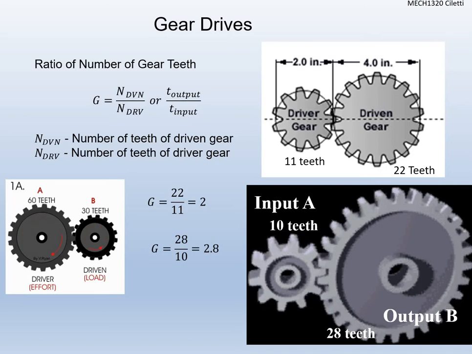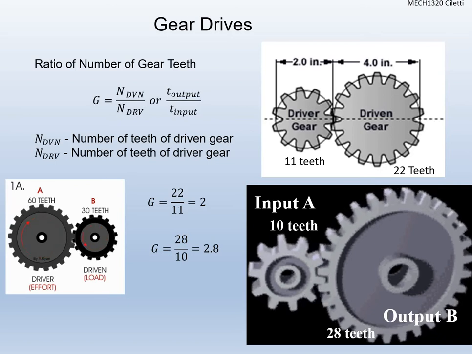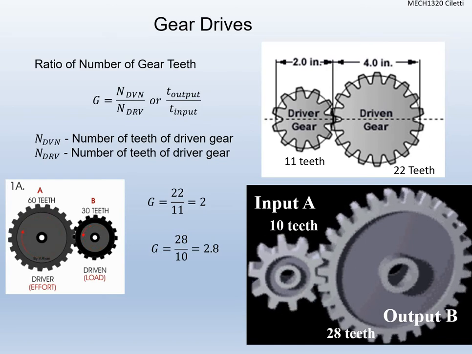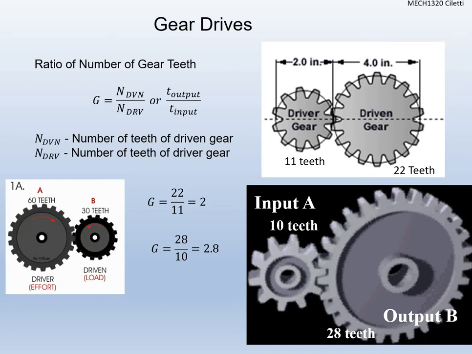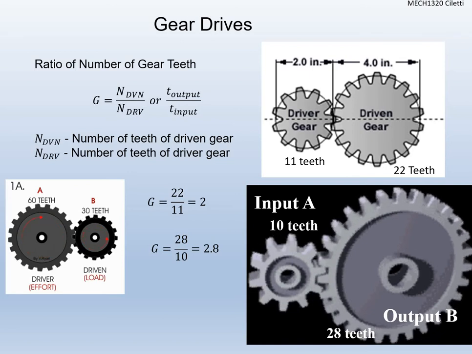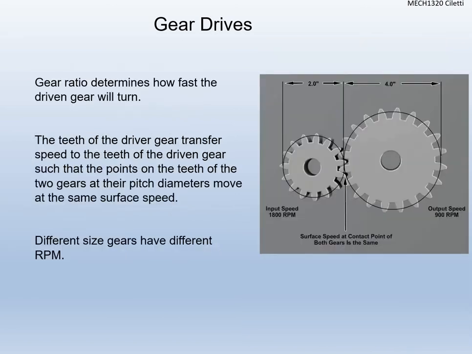So like I said, don't get locked into saying that the big gear is always the driver, or the small gear is always the driver. Don't get locked into that sort of thing. It just matters on what we're doing. Sometimes we want to speed up, sometimes we want to slow down. So it just depends on where we place that gear. The gear ratio determines how fast the driven gear will turn.